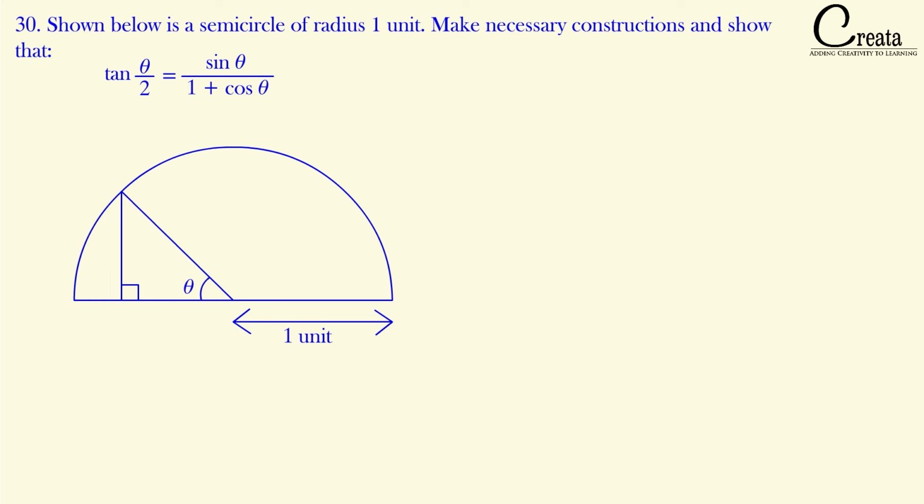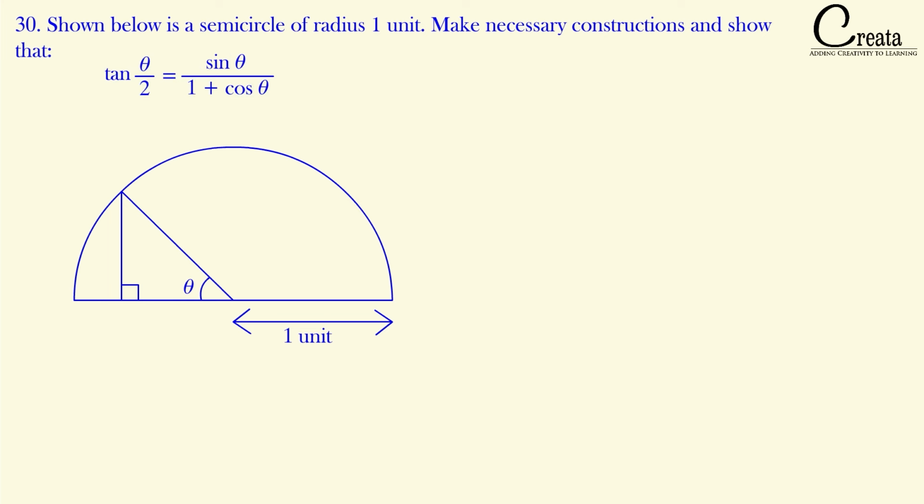So let's approach the question. In this question, a semicircle of radius 1 unit is given. This is a semicircle, and this is the radius which is given as 1 unit. And we have to show that tan theta by 2 is equal to sin theta upon 1 plus cos theta. Okay, this is the question.